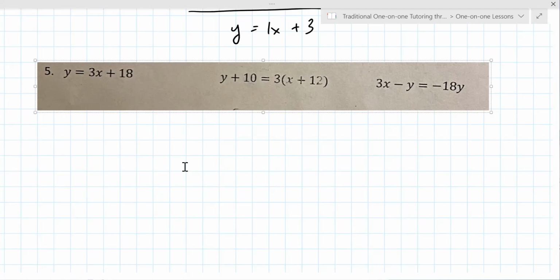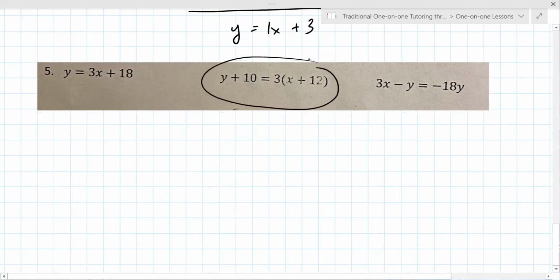Okay, so let's look at it. Let's look at the second one here. I want you to solve this for y. Okay. All right, so we're on number 5. Yes. Okay, I'll do it.